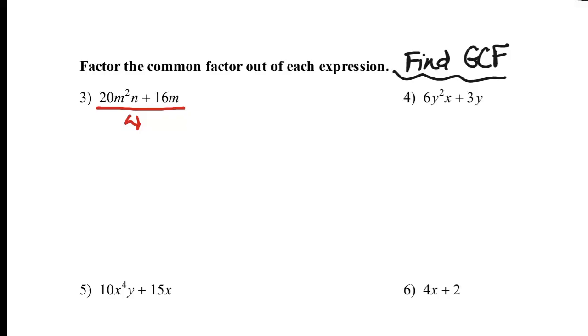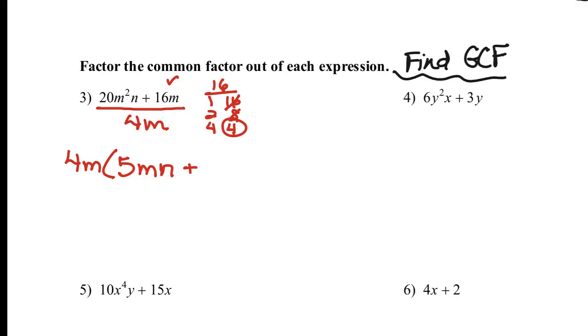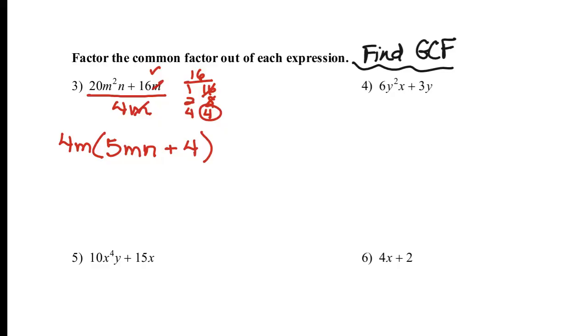4, and you said m. Well, we would start with 16, and you might say 16 has 1 and 16, 2 and 8, 4 and 4, okay? And he knew 16 doesn't go into 20, he knew 8 doesn't go into 20, but 4 does. So 4 would go out in front with the m, and when you divide 20 divided by 4, what do you have? 5, m, you have 1 m left, n, plus 16 divided by 4 is 4, and m divided by m simplifies out. So that is your answer for that one.